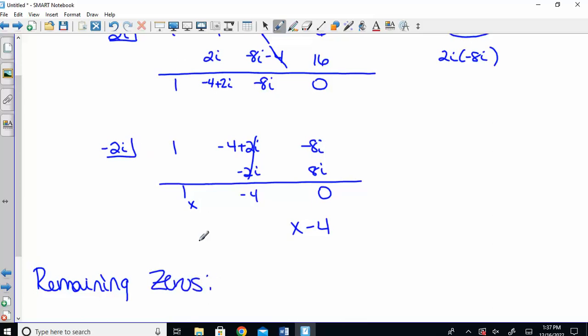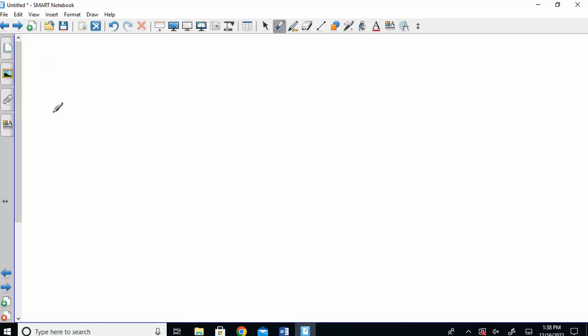Since positive 2i was already given, we don't have to list it again. So we have a negative 2i, and what makes x minus 4 equal 0? Positive 4. So my remaining zeros are negative 2i and positive 4. Is that one okay? For 27, let's kind of review our asymptote rules a bit.